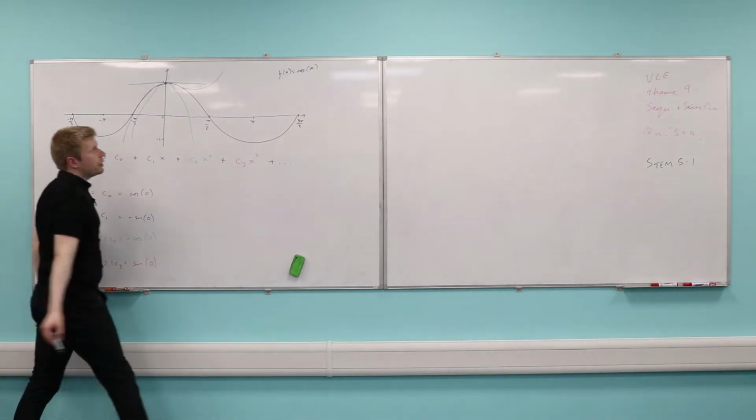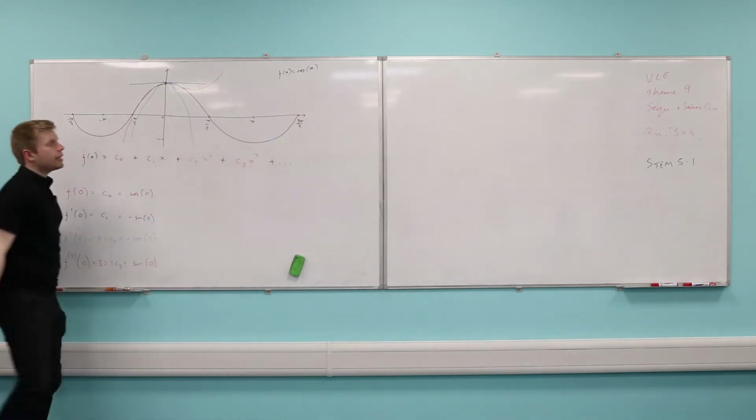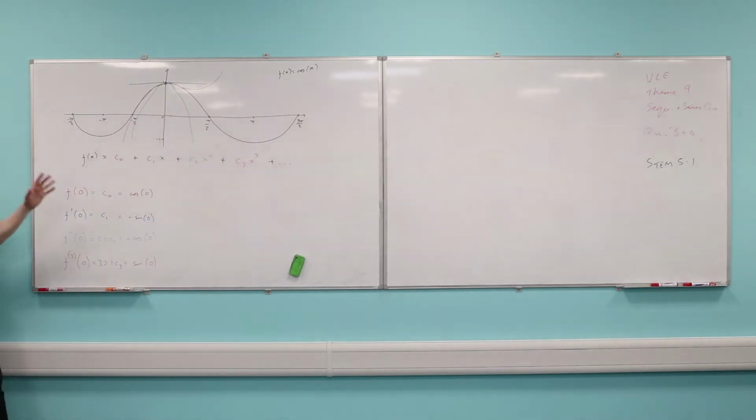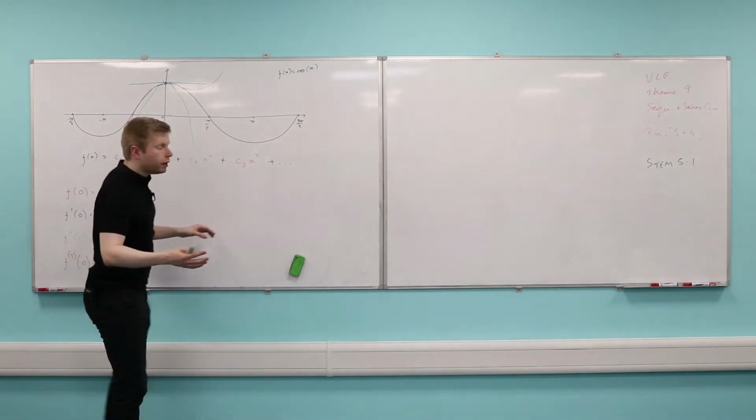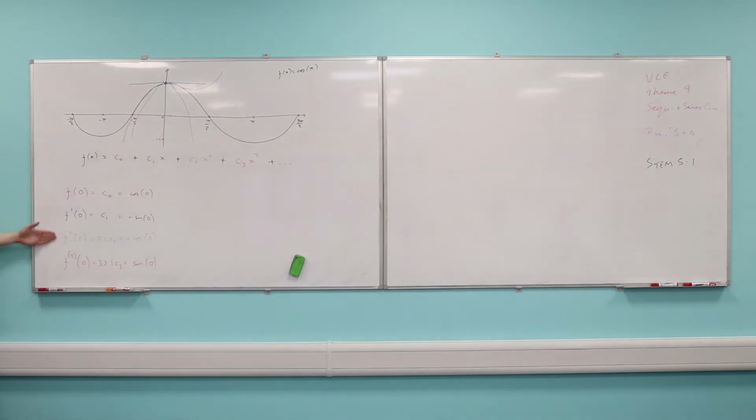So the whole idea is, well, can I take something like this? Can I take cos x and can I approximate it using a polynomial? And the answer is yes, okay? The way which I do it is by considering the derivatives. Now, I just want to be clear about what these derivatives correspond to on the graph, okay?